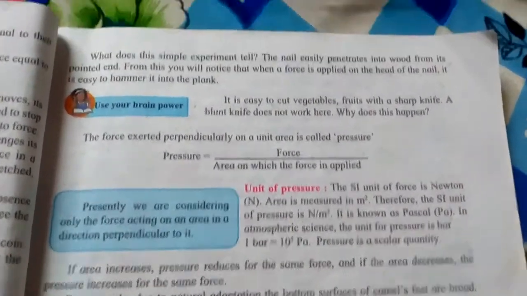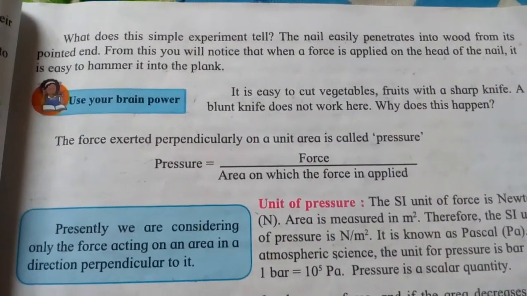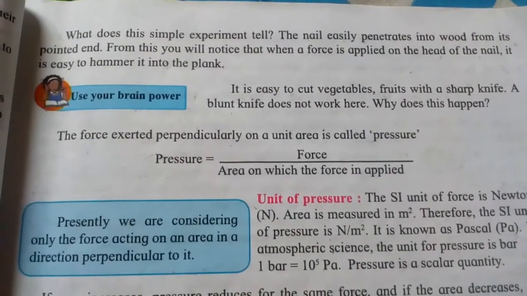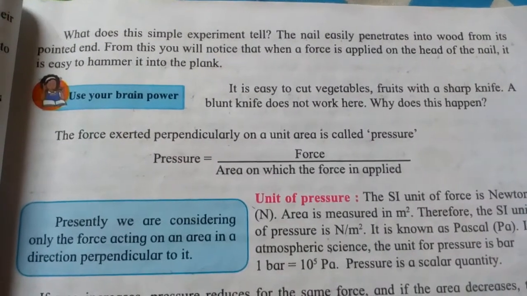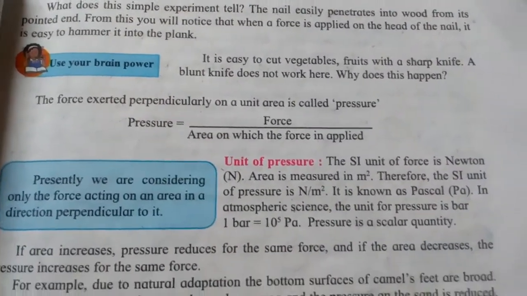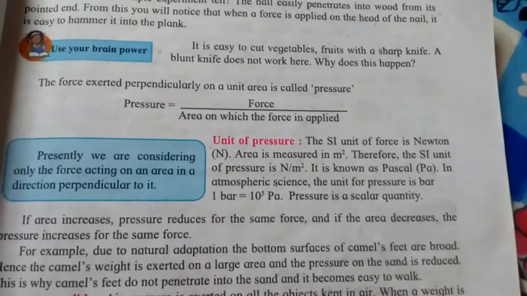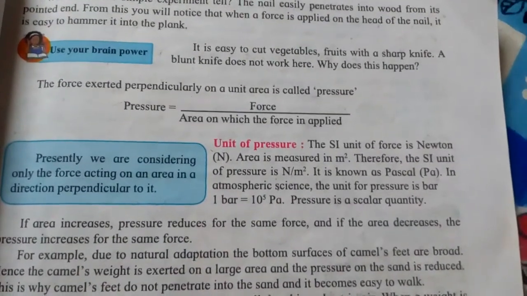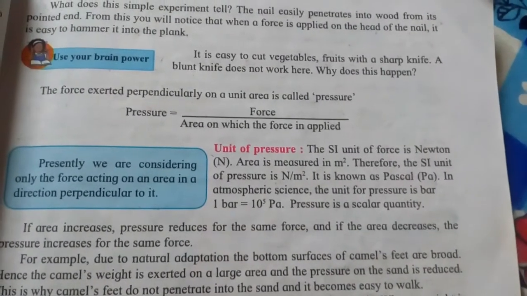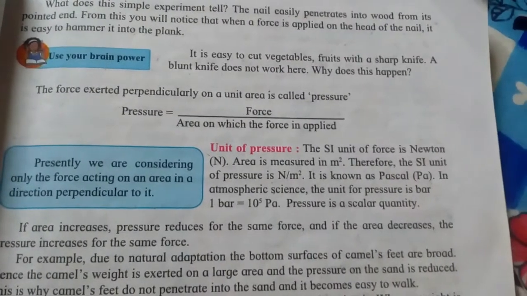So this is the relation between pressure, force and area: pressure is equal to force upon the area on which the force is applied. So pressure is directly proportional to the force but inversely proportional to the area, and the unit of pressure is Newton per meter square, because the force unit is Newton and that of area is meter square. It is also known as Pascal.